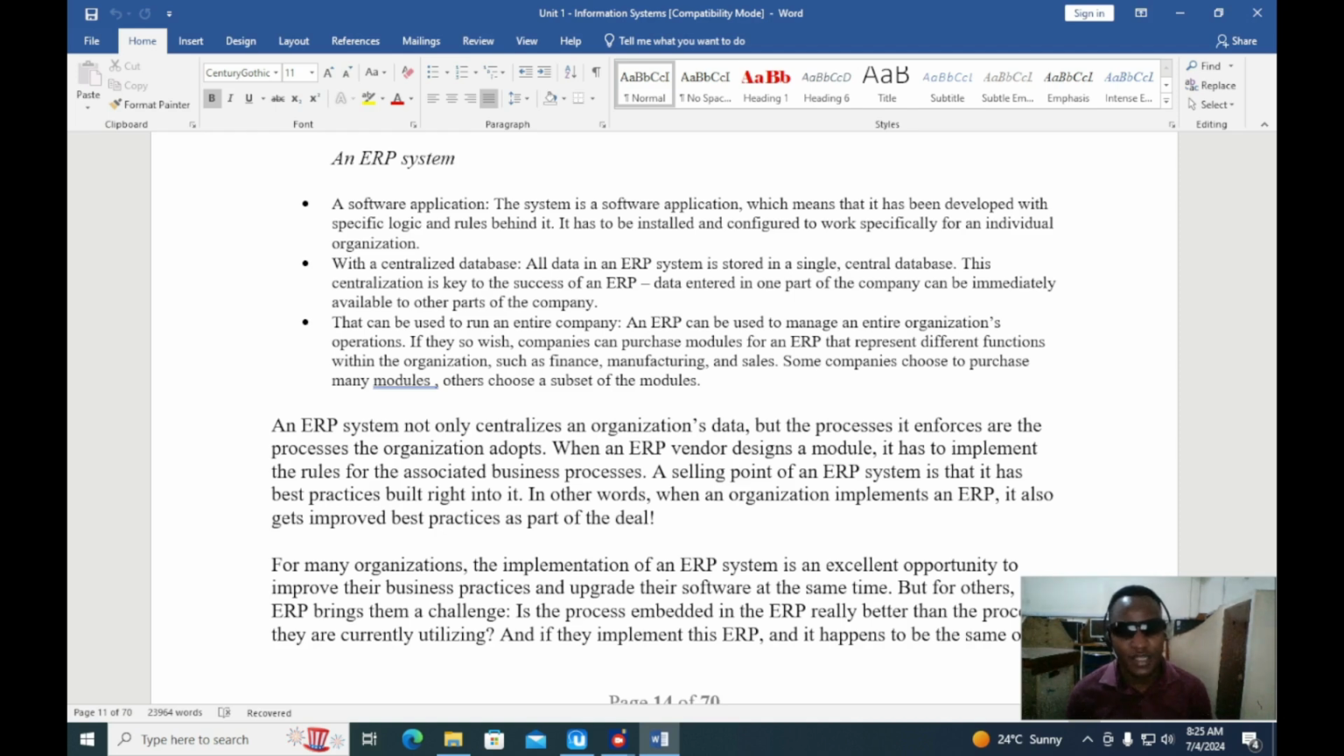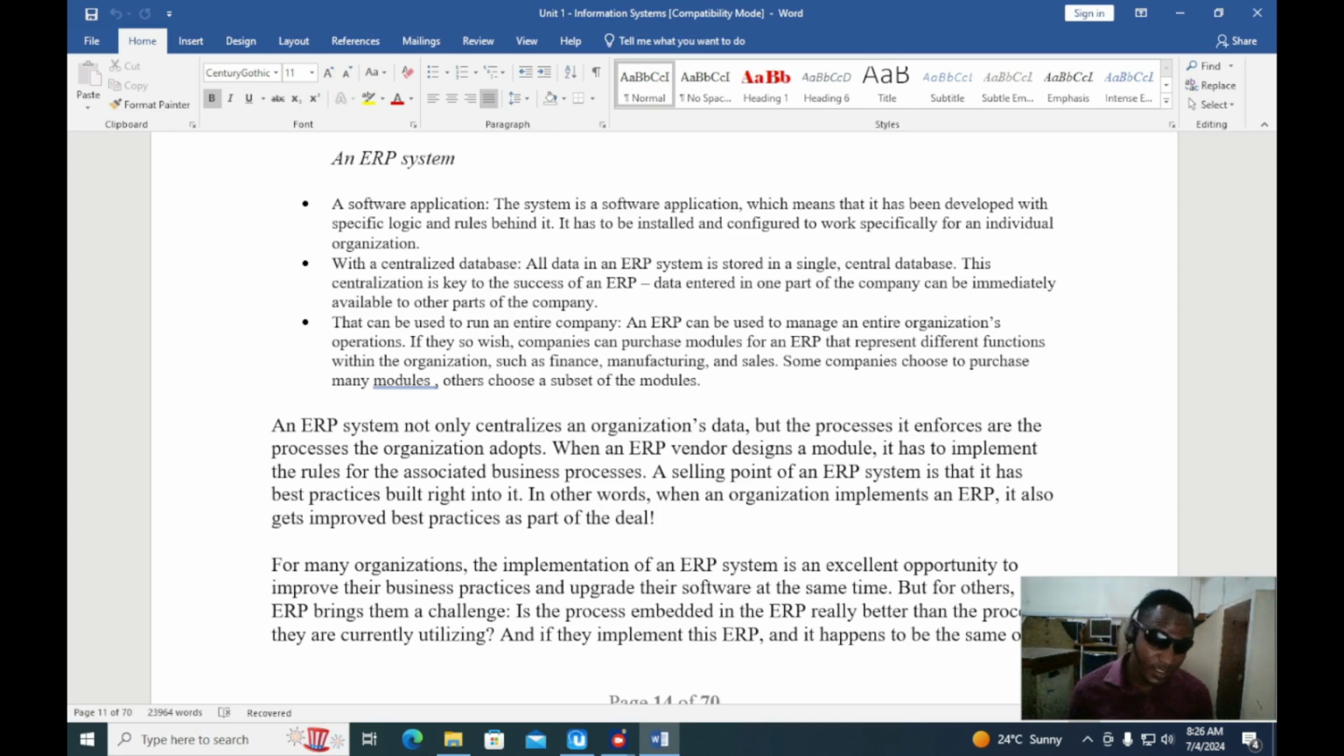Okay, the ERP can be used to run a whole company or the entire company. So an ERP manages the operations of an entire organization. Companies can purchase maybe modules for an ERP that represent different functions within an organization. So it doesn't mean that all the processes of that organization must be in one system.